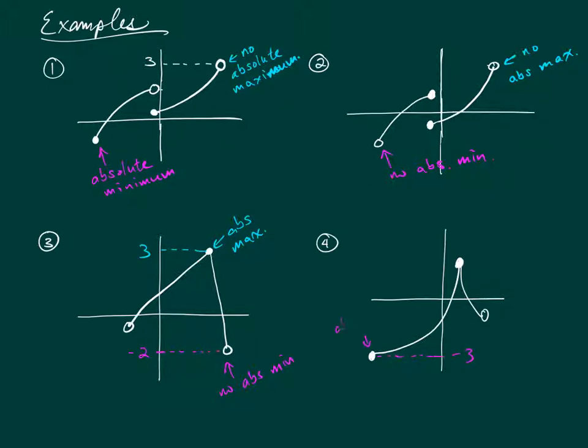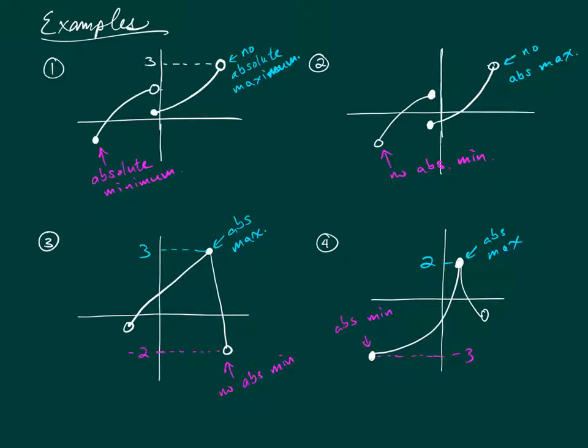This is in fact the absolute minimum for this graph, and the absolute maximum is also a closed dot. So we have an absolute max here, call it at y = 2. So hopefully this clears up a little bit more about when graphs do and do not have absolute maxes and mins.